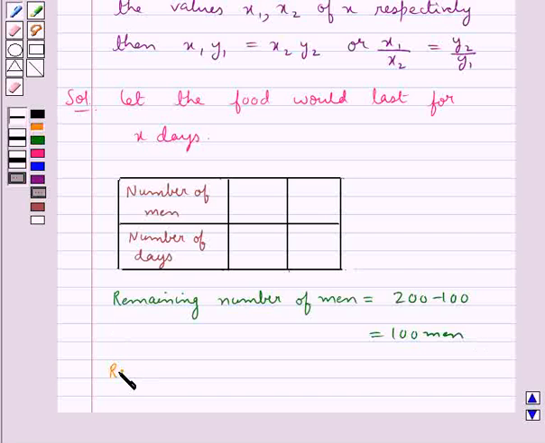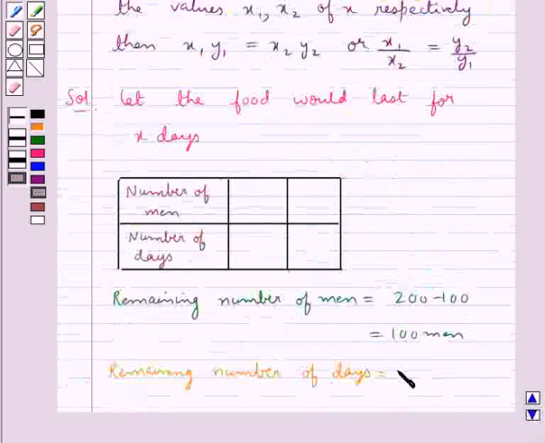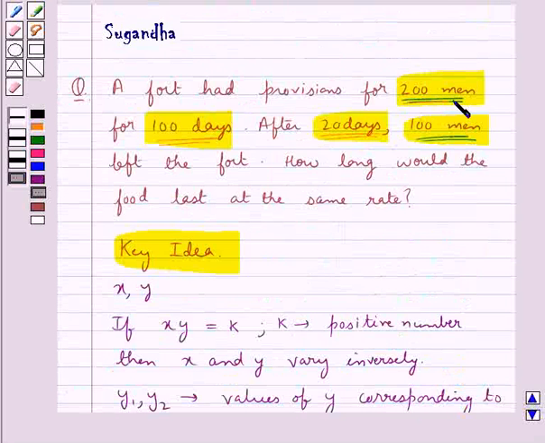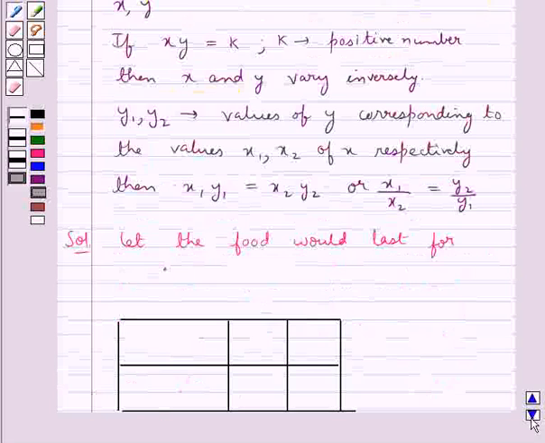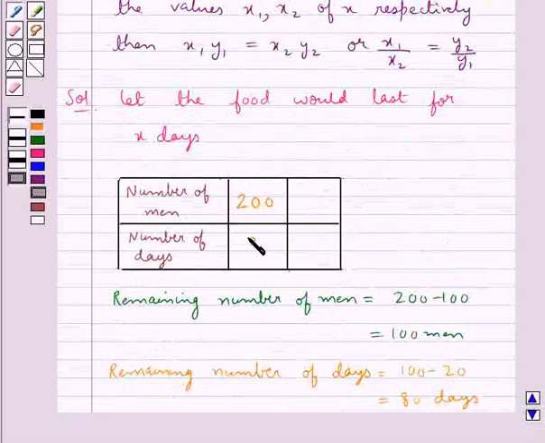Now the remaining number of days would be equal to 100 days minus 20 days, and this is equal to 80 days. Now when the number of men were 200, then the provision was given for 80 days. So when number of men is 200, the number of days would be 80.